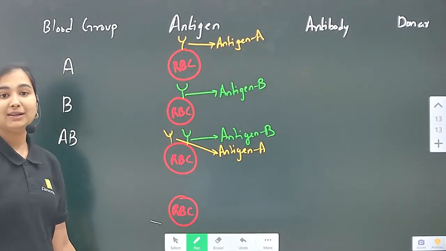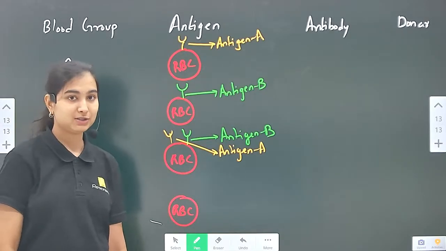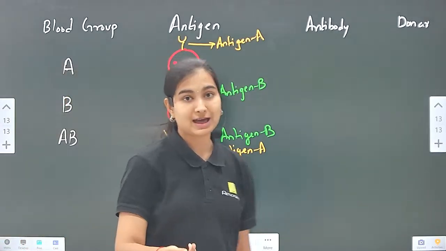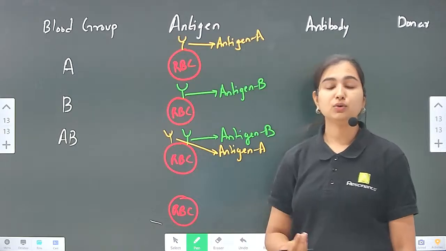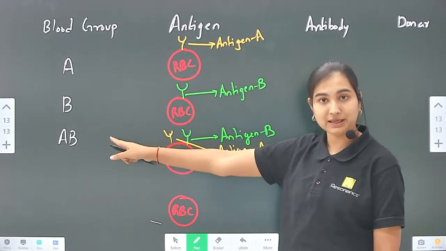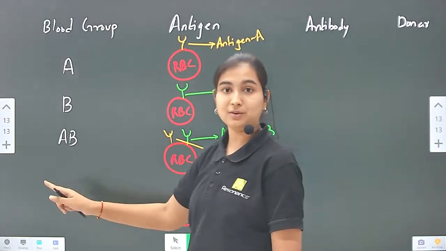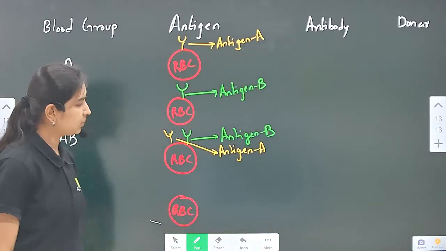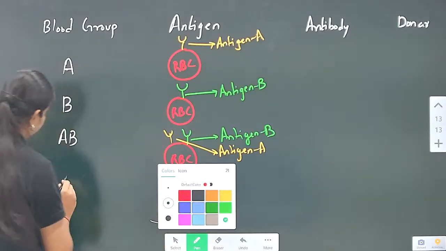Now, what are the antigens present here? No antigens are present. And I'll tell you a fact. Do you know why it is called blood group A? Why blood group B? Why blood group AB? Why blood group O?